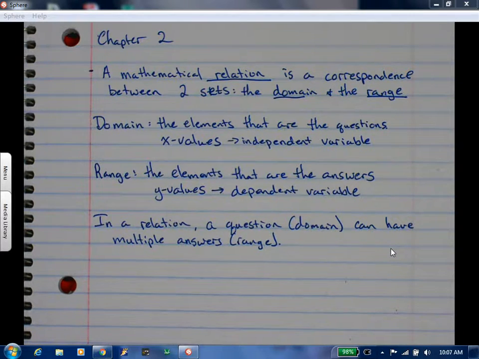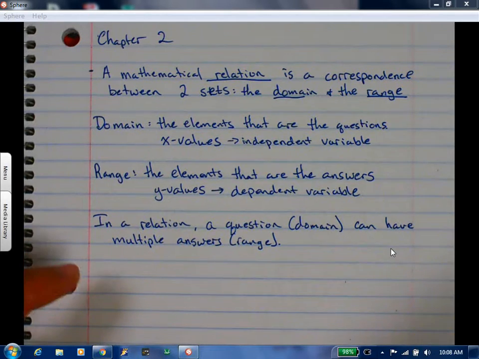As a collection, would I have multiple answers? If I ask, what's the favorite candy bar of third hour algebra 2? Those are all examples of relations. We're going to move into something mathematically called a function. A function is a more specific relation where you have one answer for each question.